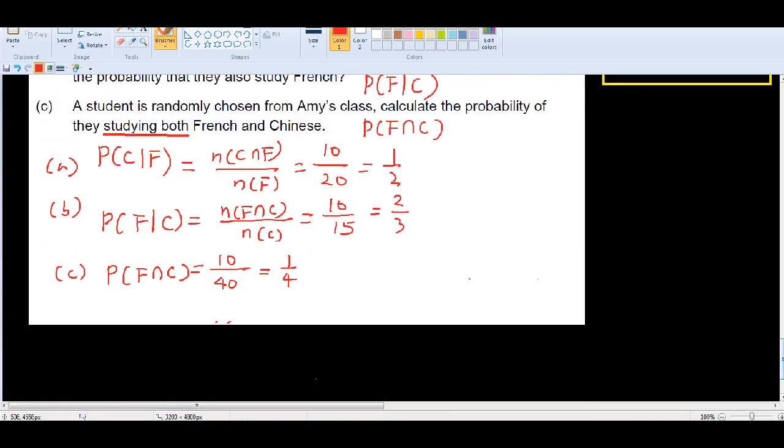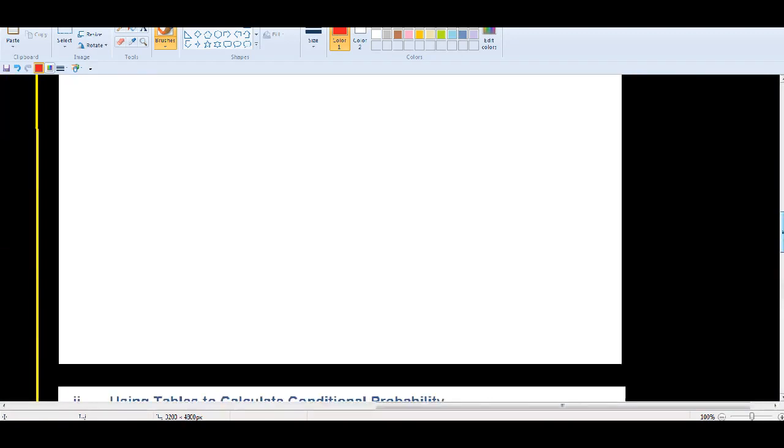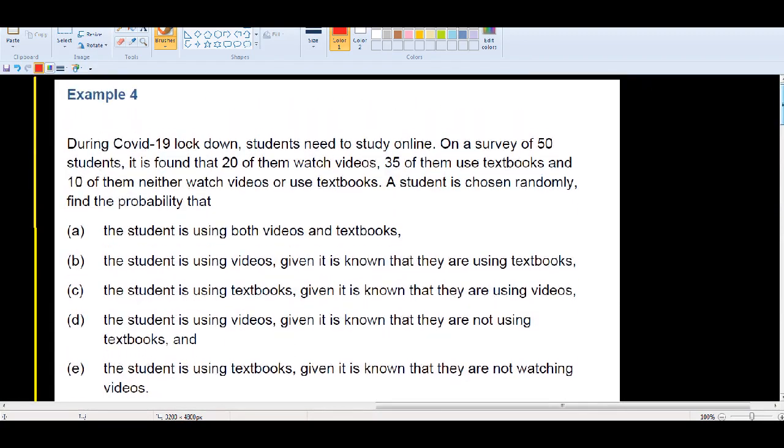Okay, so let's have a look. During COVID-19 lockdown, students need to study online. In a survey of 50 students, it is found that 20 of them watch videos, 35 of them use textbooks, and 10 of them neither watch videos or use textbooks. So a student is chosen randomly. Find the probability of students using both videos and textbook.